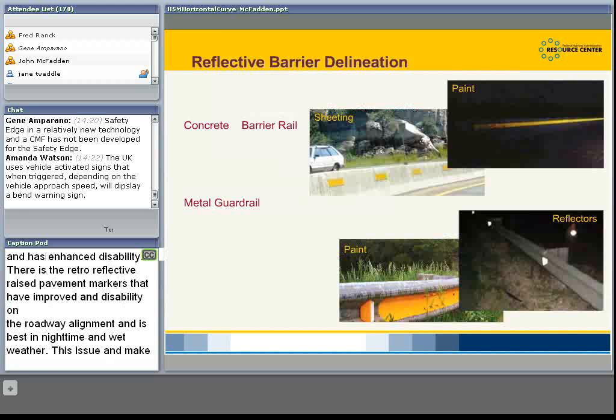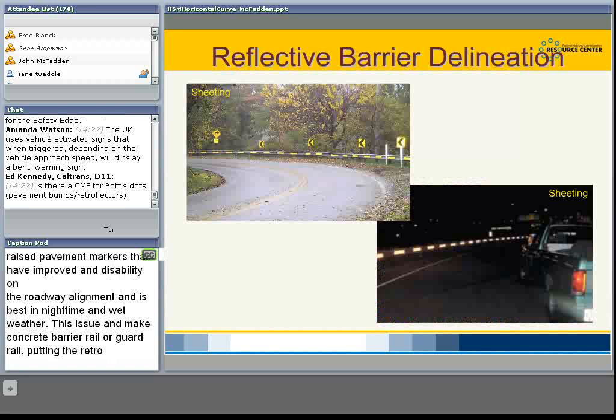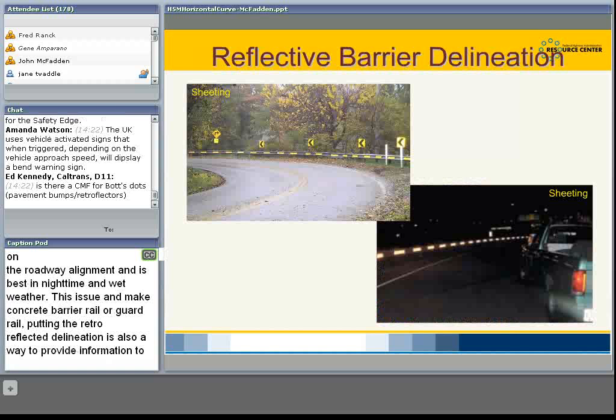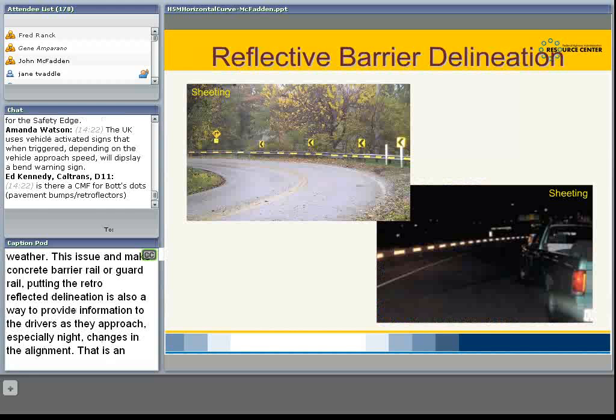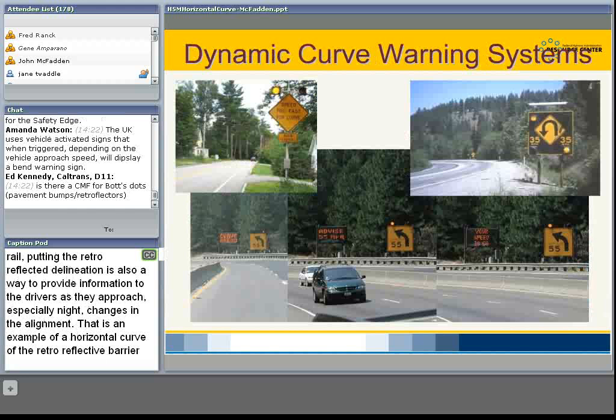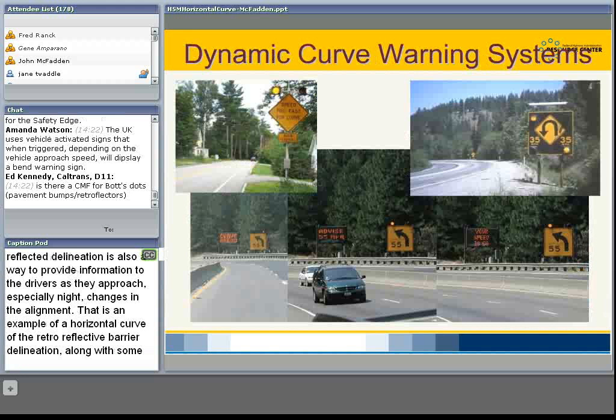The flashing beacons are shown in this slide. Profile pavement markings, raised and inverted, are shown, and these are made of snowplow resistant thermoplastic, create a rumble effect, and have enhanced visibility. There are also retroreflective raised pavement markings, which improve the visibility distance on the roadway alignment, and they're best in wet weather and at nighttime.